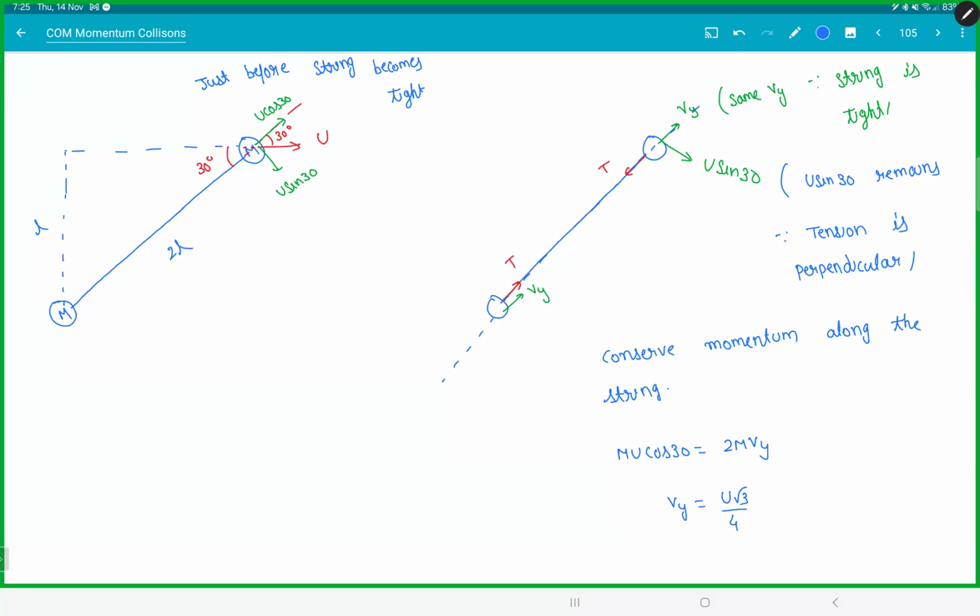You're getting what happened? Because the string suddenly becomes tight and because both the masses are equal, this u cos 30 will share between them half and half. The u cos 30 becomes half for each, but u sin 30 is unaffected. Do have a look at this.